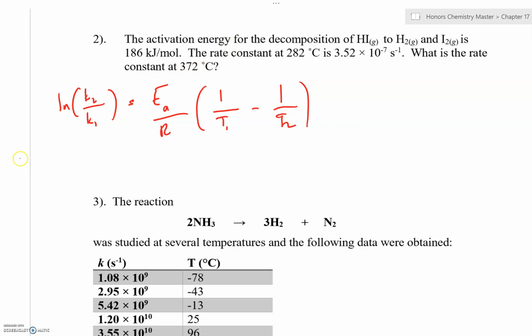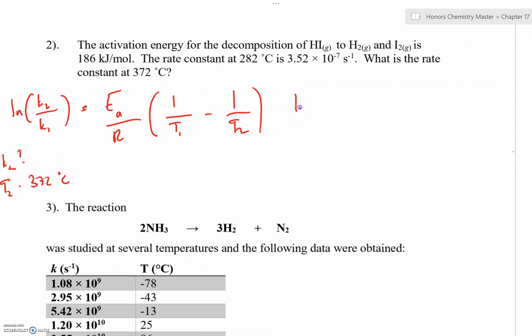So what I'm going to do is I'm going to assign everything with a 2 is what we're looking for. All right, and that means that we have a rate constant K that we're looking for, and we have a T2 that we already know, which is 372 degrees Celsius. Okay, so I'm solving for K2. So here's what this looks like when I plug everything in. Natural log of K2, which is what we're looking for, over K1.